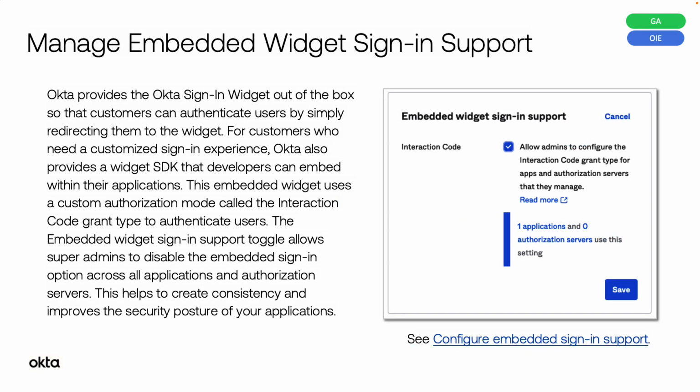Manage Embedded Widget Sign-in Support. Okta provides the Okta Sign-in widget, out of the box, so that customers can authenticate users by simply redirecting them to the widget. For customers who need a customized sign-in experience, Okta also provides a widget SDK that developers can embed within their applications. This embedded widget uses a custom authorization mode called the Interaction Code Grant Type to authenticate users. The embedded widget sign-in support toggle allows super admins to disable the embedded sign-in option across all applications and authorization servers. This helps to create consistency and improves the security posture of your applications.